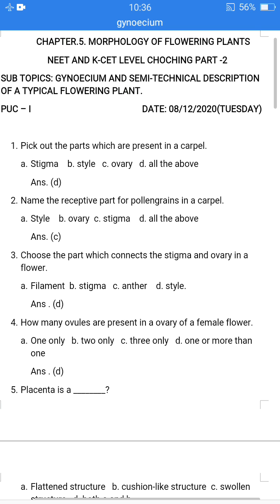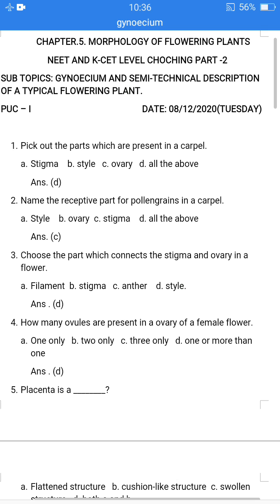Next, third question. Choose the part which connects the stigma and ovary in a flower. What is that part from the options? Option A, filament. Option B, stigma. Option C, anther. Option D, style. Let us see the explanation for this question. Filament and anther are present in male flower. Stigma and style are present in female flower.